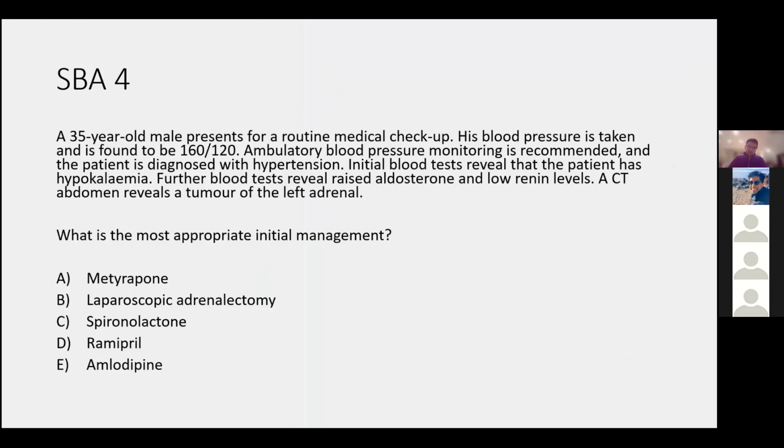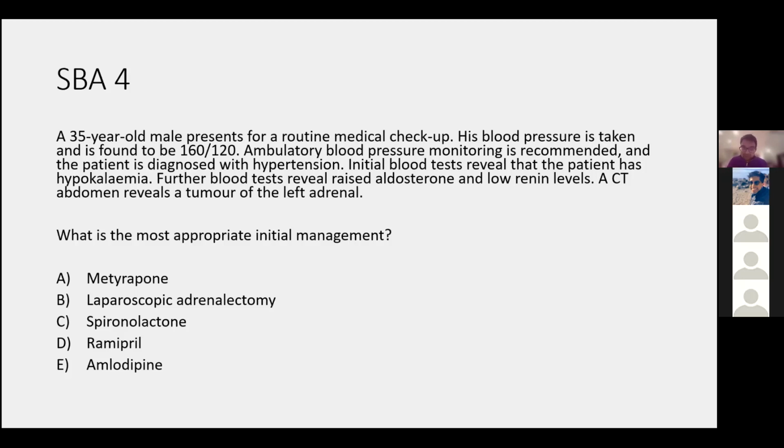So next question. A 35-year-old female comes for a routine checkup. Blood pressure is found to be high at 160 over 120. You get ambulatory blood pressure monitoring for her, and you diagnose hypertension. Do some blood tests and see that the patient's actually hypokalemic as well. Decide to investigate further and find that she's got a raised aldosterone and low renin levels, and CT abdomen shows a tumor of her left adrenal. So thinking about what the most appropriate initial management is here.